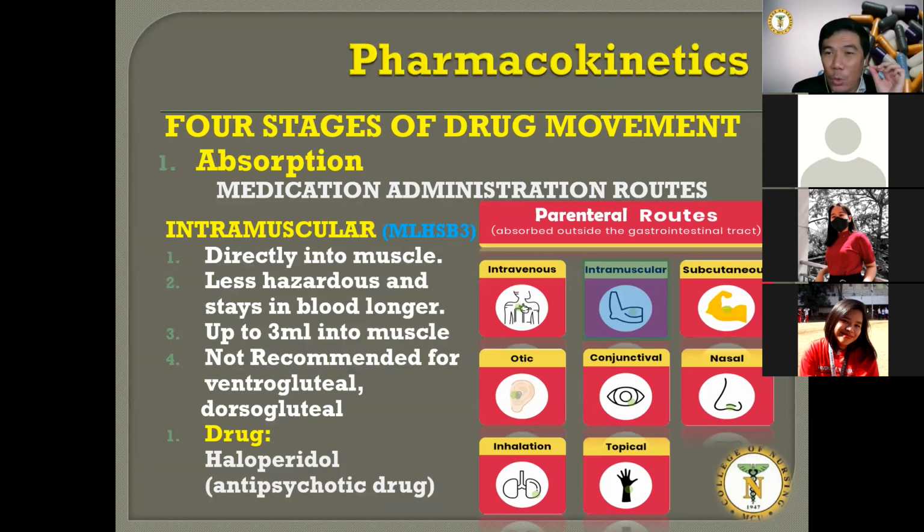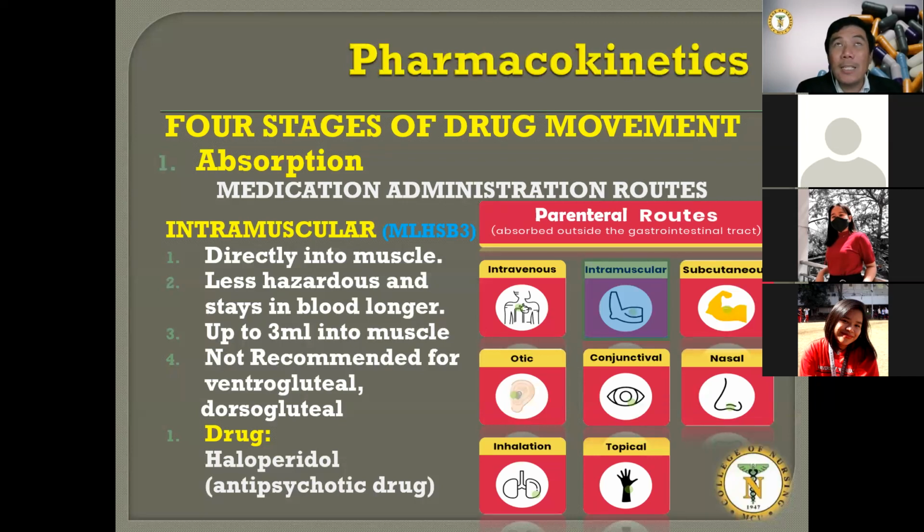Chances are that if you administer 3.5 ml or 5 ml, this may cause damage to muscle tissues, and you will be accountable for it. Why? Because this volume or amount may cause harm to the muscle tissues. So take into consideration the ML, the HS, the B3: muscle, less hazardous, stays longer in the blood, and a maximum of 3 ml administration or holding.